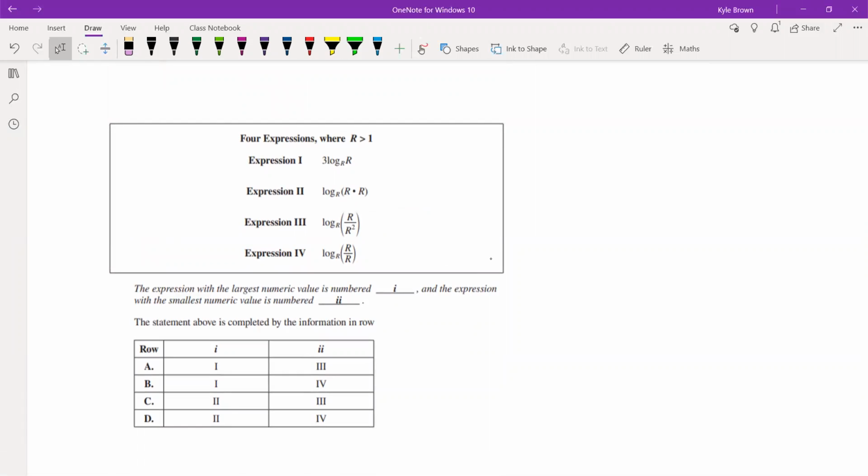Okay, last one, then we're done. So we've got these different expressions, right? All kind of written out. And now it says the expression with the largest numerical value is numbered what? And the expression with the smallest numeric value is numbered what?